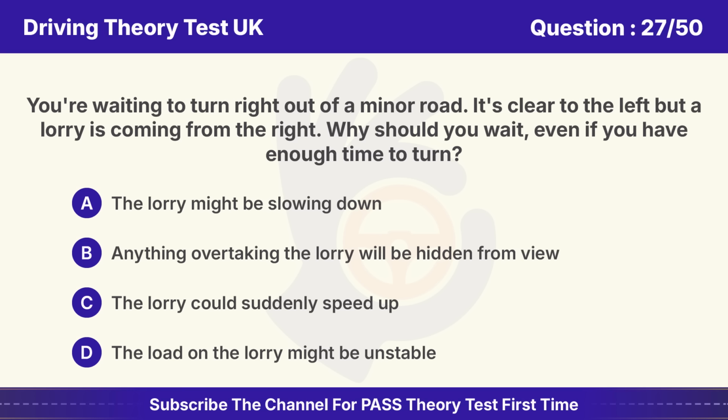Question 27. You're waiting to turn right out of a minor road. It's clear to the left, but a lorry is coming from the right. Why should you wait, even if you have enough time to turn? Option A. The lorry might be slowing down. B. Anything overtaking the lorry will be hidden from view. C. The lorry could suddenly speed up. D. The load on the lorry might be unstable.